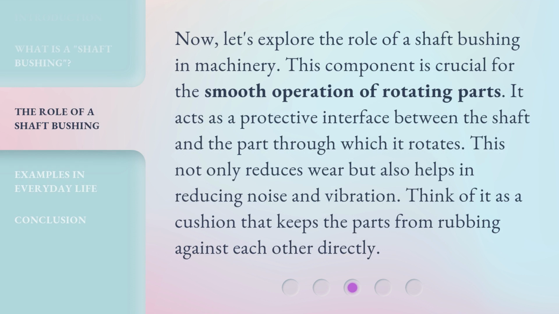Now, let's explore the role of a shaft bushing in machinery. This component is crucial for the smooth operation of rotating parts. It acts as a protective interface between the shaft and the part through which it rotates. This not only reduces wear but also helps in reducing noise and vibration. Think of it as a cushion that keeps the parts from rubbing against each other directly.